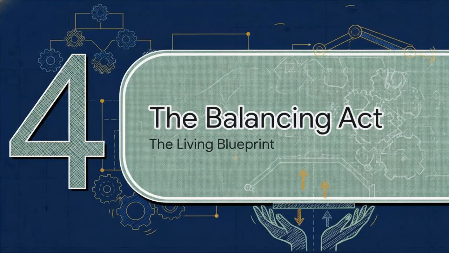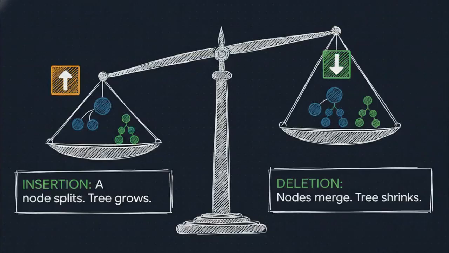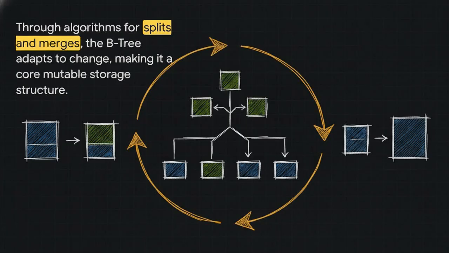Okay, let's wrap this up in our final section, the balancing act. When you put all these pieces together, you see that a B-tree isn't just a static diagram. It's more like a living blueprint, something that's constantly adapting. And it's all about this incredible balancing act. Look at this comparison. On one side, you've got growth. You insert data, you get an overflow, and the tree splits to grow upwards. On the other side, you have consolidation. You delete data, you get an underflow, and the tree merges to shrink. It's this constant push and pull, this perfect equilibrium that makes the whole thing work.